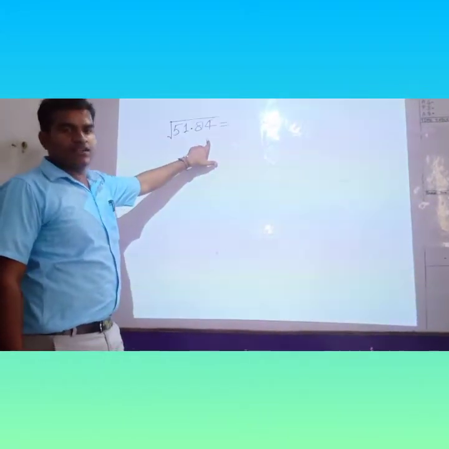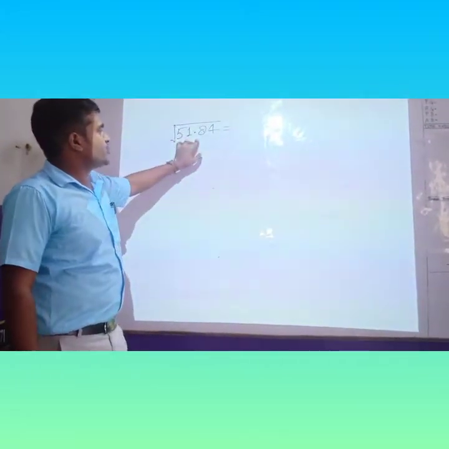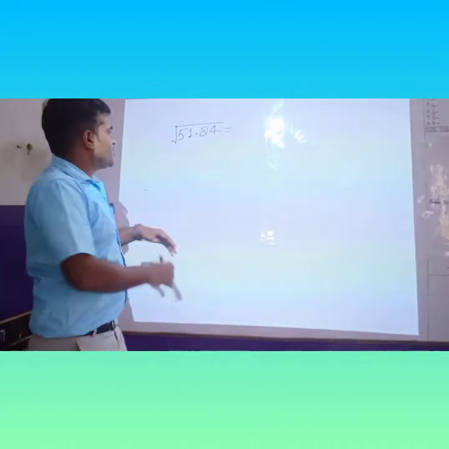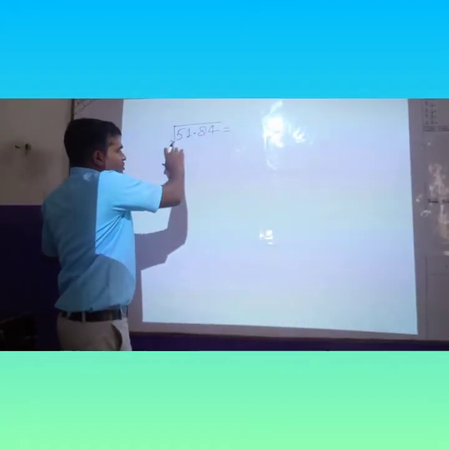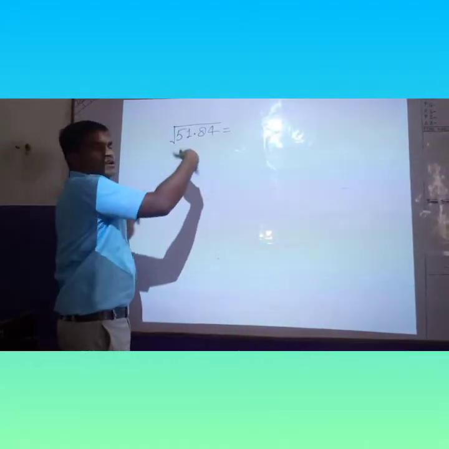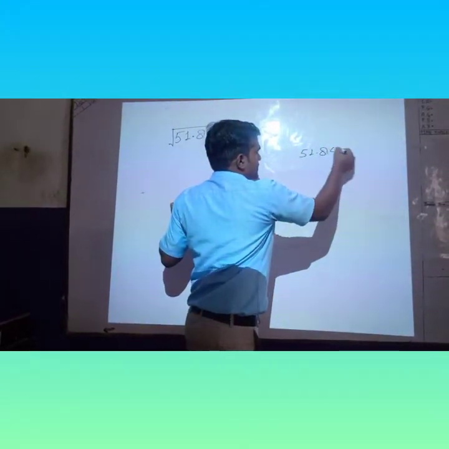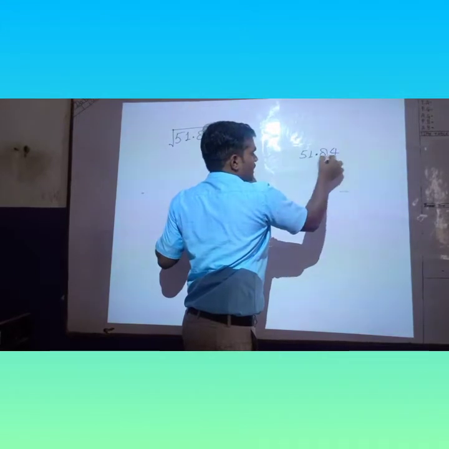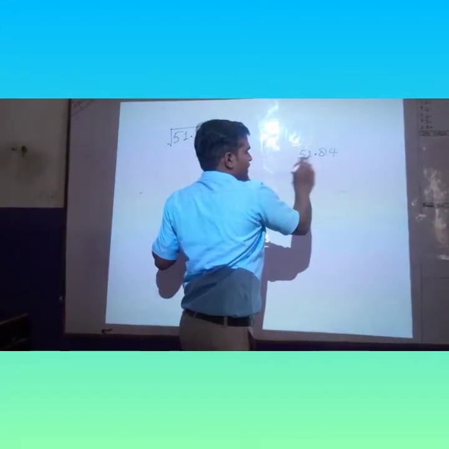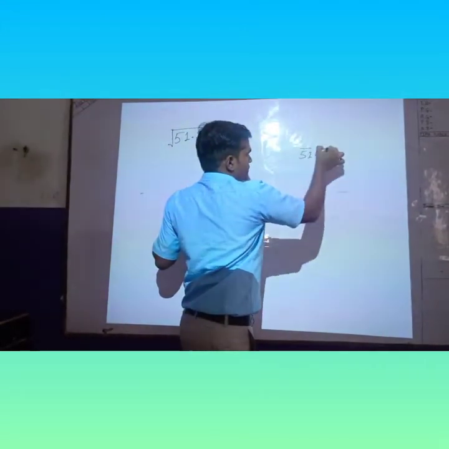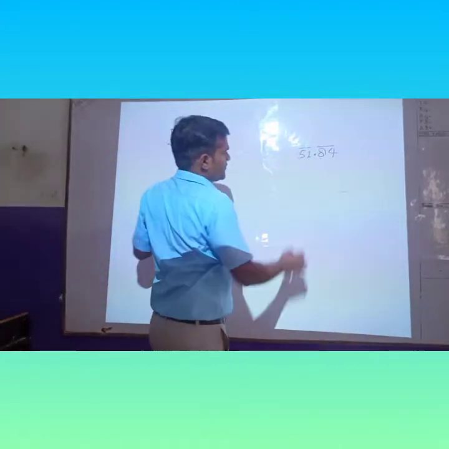This is given: 51.84. We have to find the square root of 51.84. So in the first step we have to put the bar on the whole part as well as on the decimal part. In 51.84, the decimal part is 84 and the whole part is 51. So make pairs and put the bar.